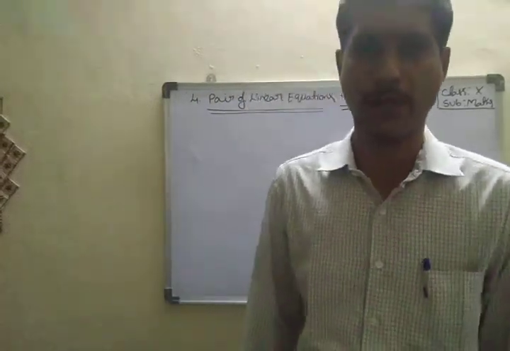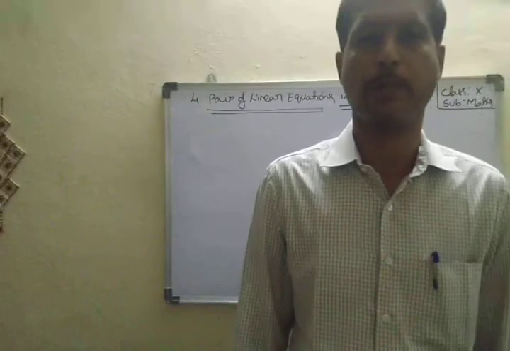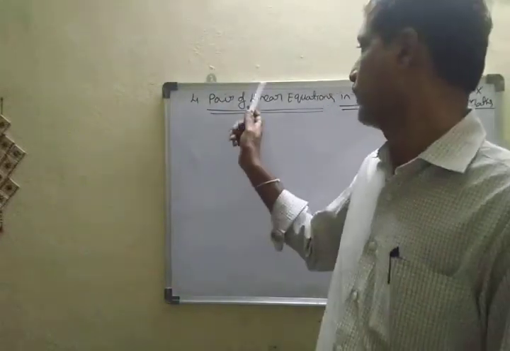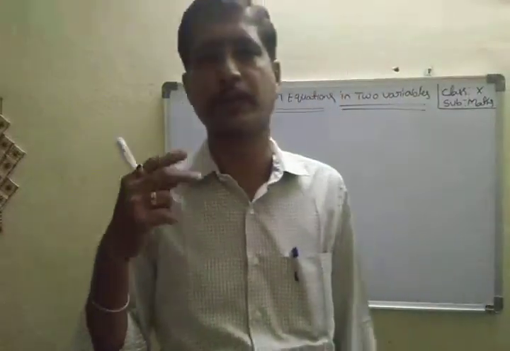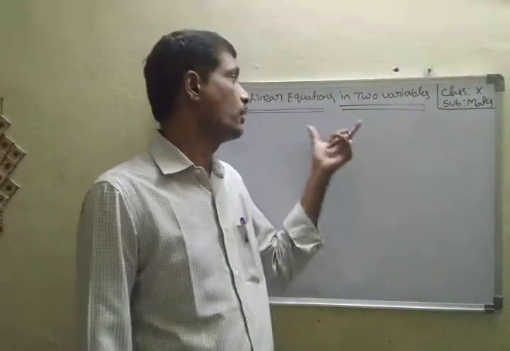That is the first chapter, real numbers. Second chapter, sets. Third chapter, polynomials. This is the fourth chapter: pair of linear equations in two variables. Pair means how many equations? That is two equations. You know, linear equation.